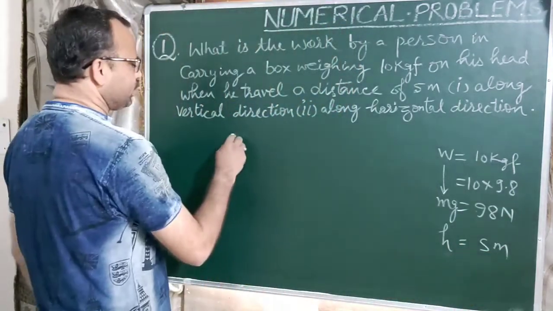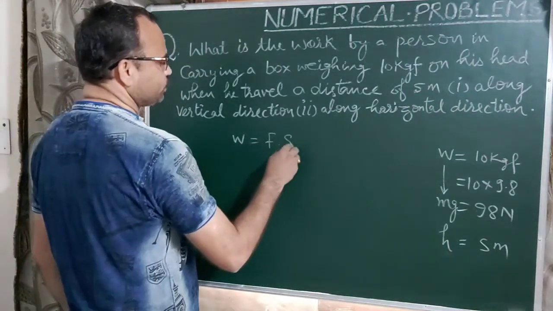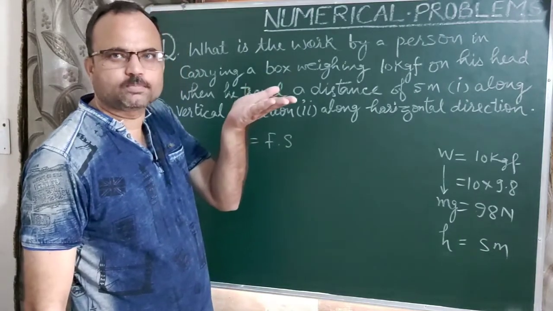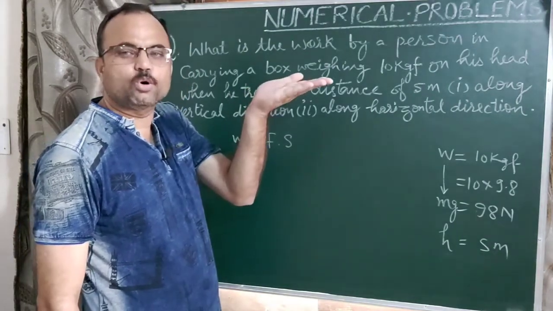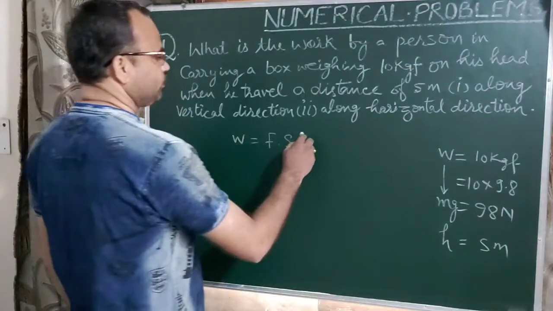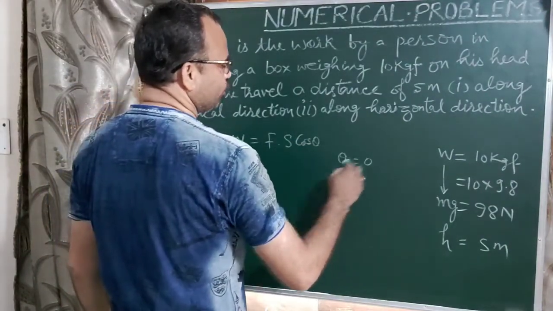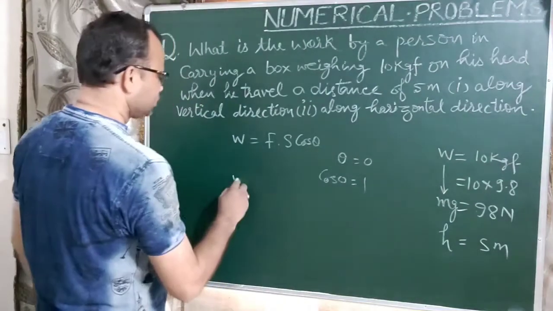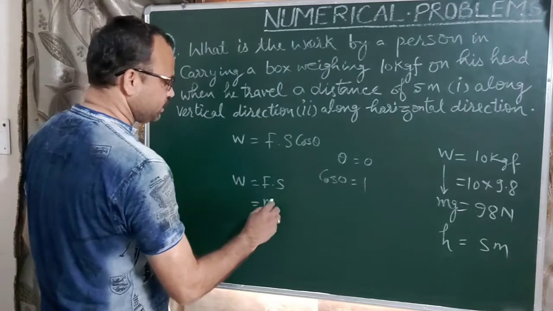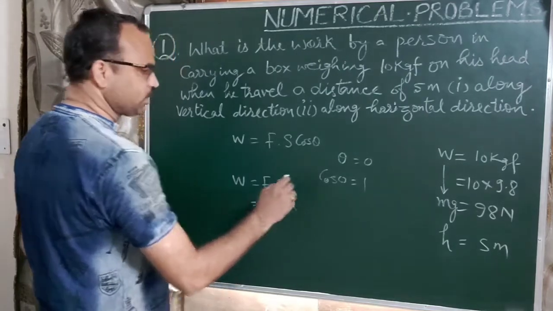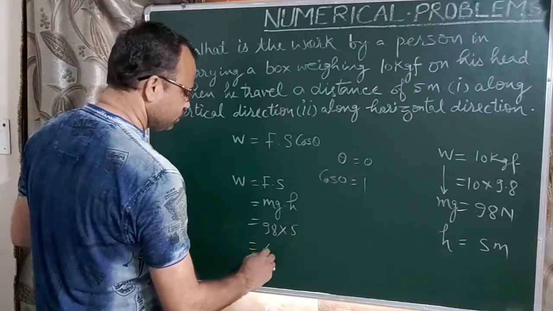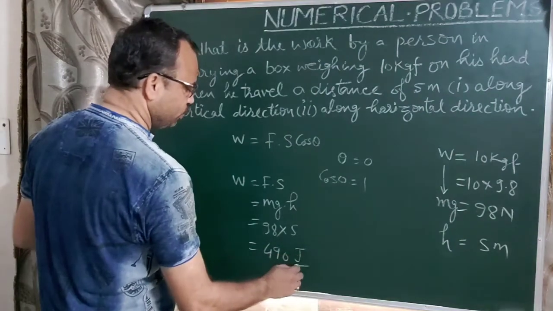As we know, work done equals force into displacement. The person applies a force upward and he goes upward, which means the force applied and the displacement are both in the same direction, so the angle between them is 0. It means theta equals 0 and cos 0 equals 1. So simply we can write W equals force into displacement. Now force means weight, mg, into h.